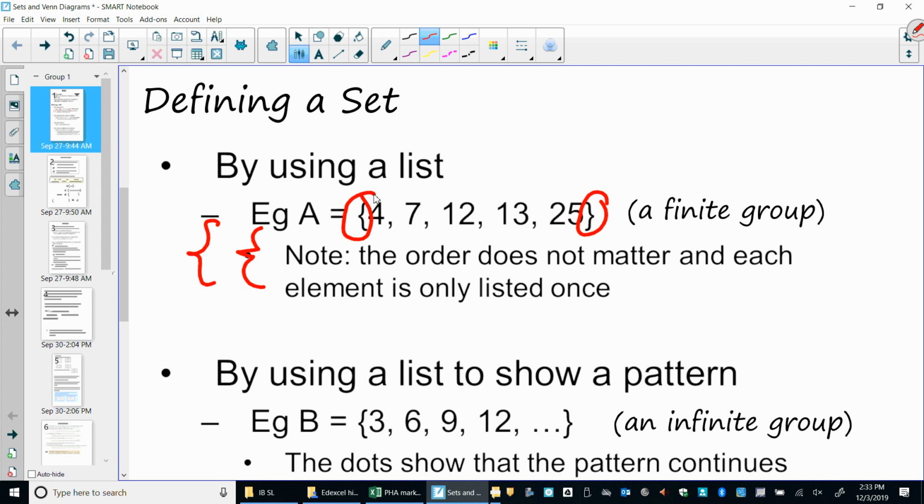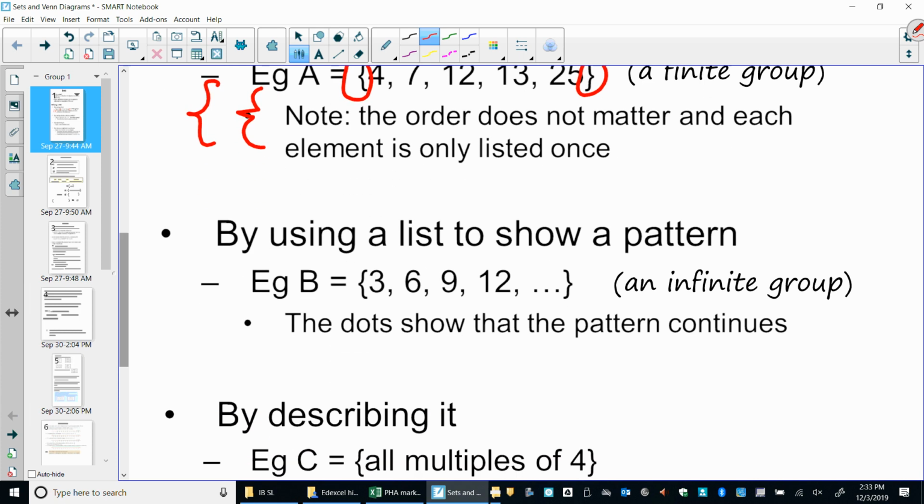You could have a list show a pattern, so 3, 6, 9, 12. Notice this one's got dots on the end. That indicates that it's going on forever, because what would these be? Multiples of 3. Nice. And that would be an infinite group. They go on forever because they've got the dots on the end.